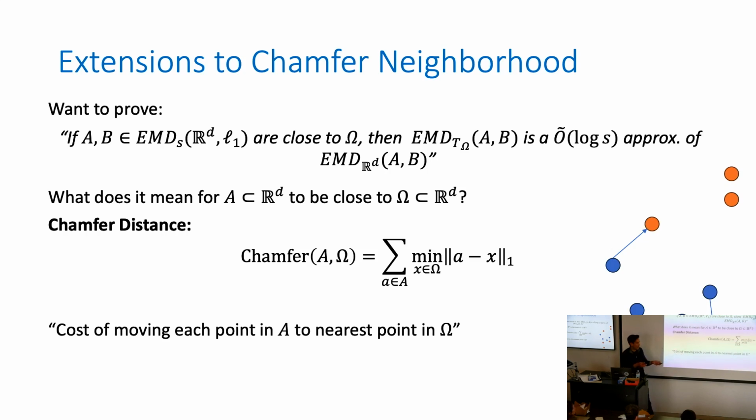So it doesn't need to be a matching. 2 points in A can go to the same nearest point in omega. And in fact, some points in omega don't need to be matched at all. So it's a relaxation of earth mover distance. Now that I have this definition, this is what I'm going to use to measure distance to my sample.